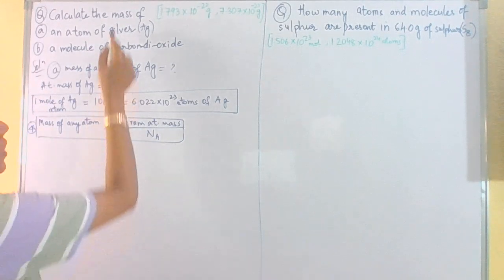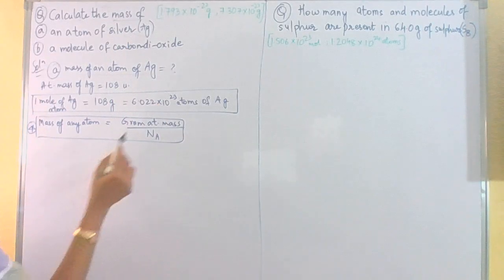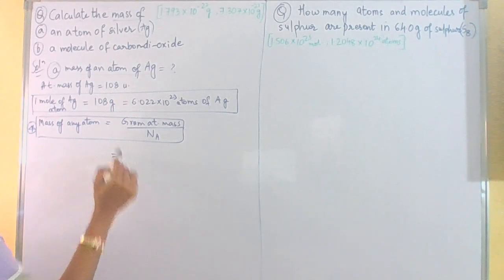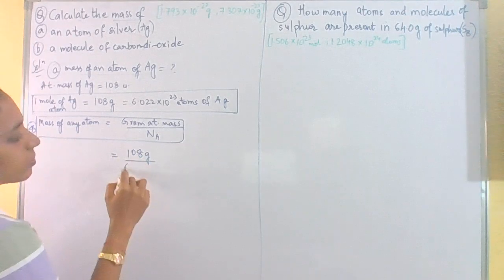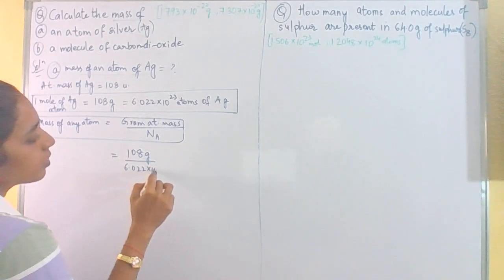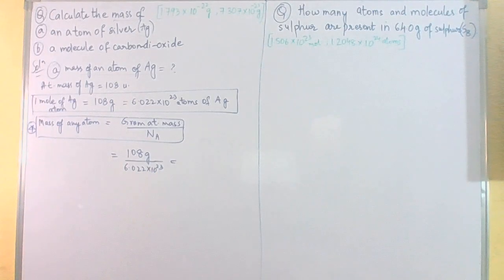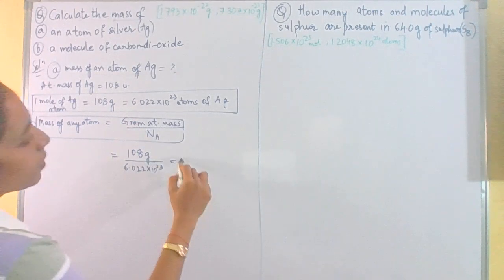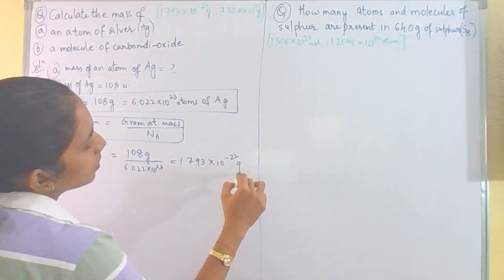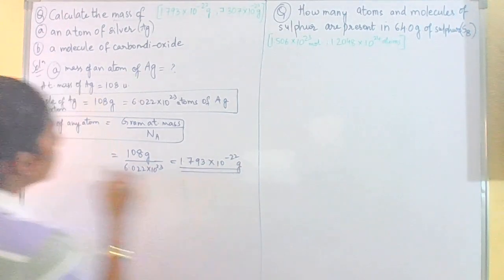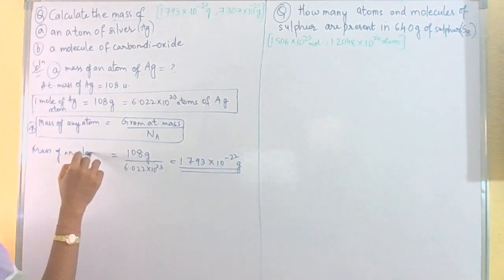In this problem, we are finding the mass of an atom or the mass of a molecule. What is the gram atomic mass of silver? 108 grams by Avogadro's number, 6.022 into 10 to the power 23. When you solve this, you'll get 1.793 into 10 to the power minus 22 grams. This is the mass of an atom of silver.